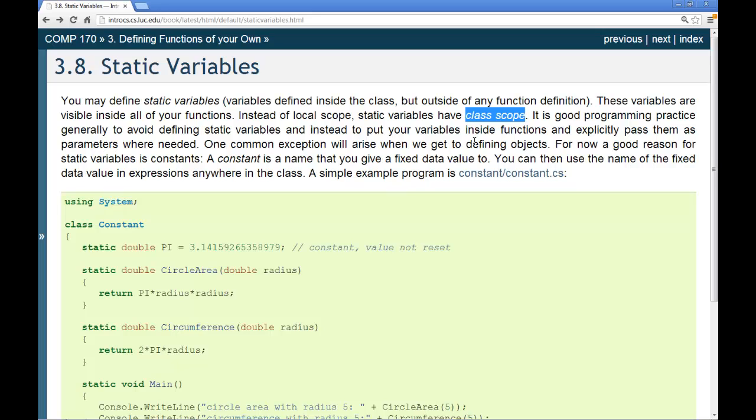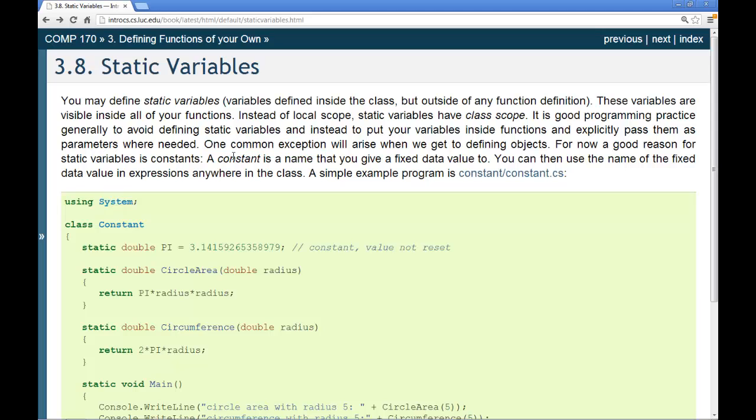It's generally a good idea to avoid defining static variables and stick to keeping variables inside of functions and passing things between functions with parameters. But there is one common exception that I want to look at now. A constant, something that you're not going to change, is a good thing to only define once.